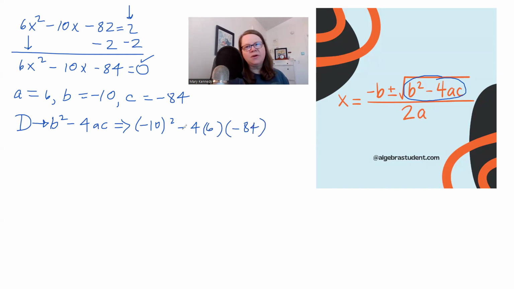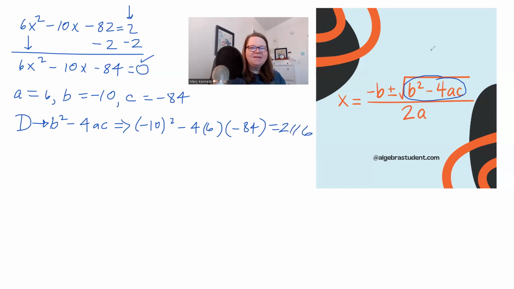Now, if you're depending on your calculator to give you the right answer, be sure that you're in charge of the calculator and use parentheses. If you don't, the calculator doesn't understand that you want to square the negative 10. It'll give you a wrong answer, just so you know. All right, so negative 10 squared is 100, and minus 4 times 6 times negative 84. Let me find what I get for that. All right, we get 2116, big number.